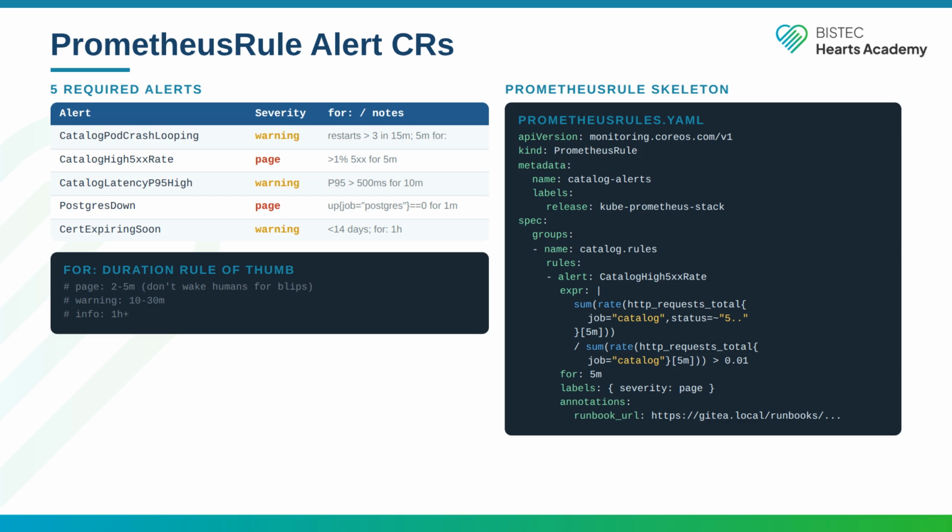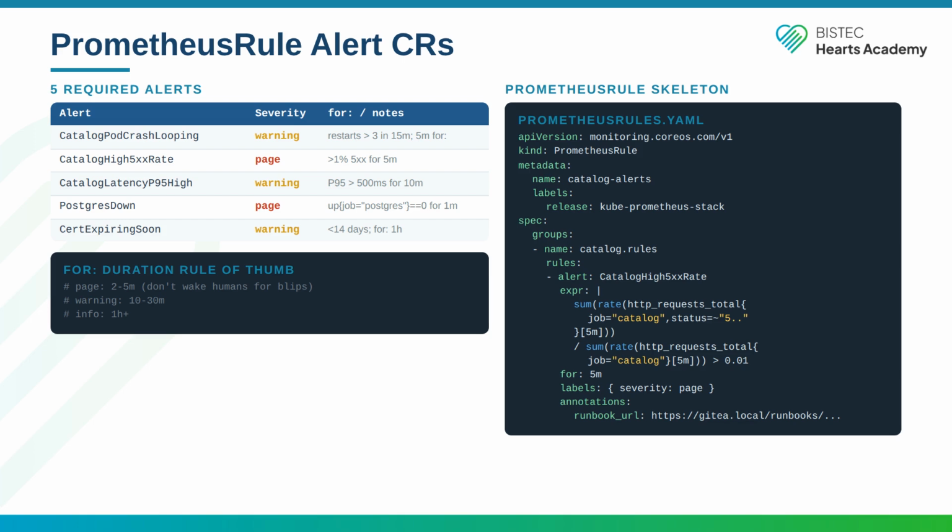An alert that fires and resolves in 15 seconds is noise. The rule of thumb: 2 to 5 minutes for paging alerts, 10 to 30 minutes for warning severity alerts, and an hour or more for informational alerts.